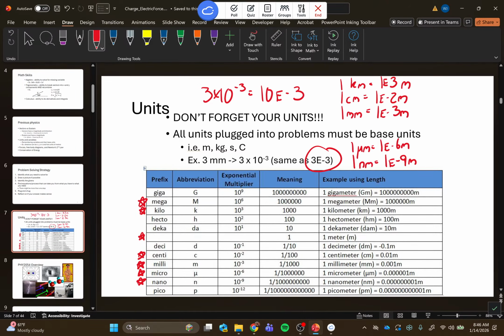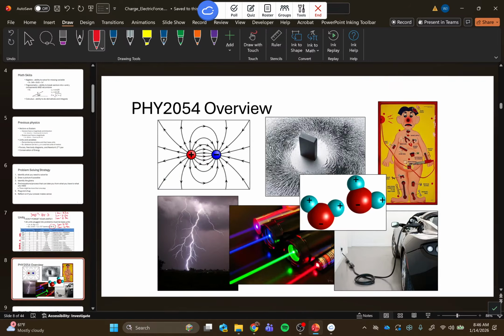I'm not going to actually plug it in and divide by 1,000. I'm just going to chuck this thing after it and call it a day. Real quick, real easy, real simple. All right, I know this says 2054. Don't worry about it. It's the same stuff. Boom. All right. Charges, yay.